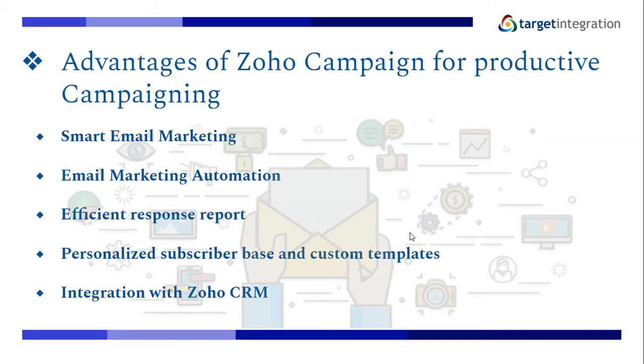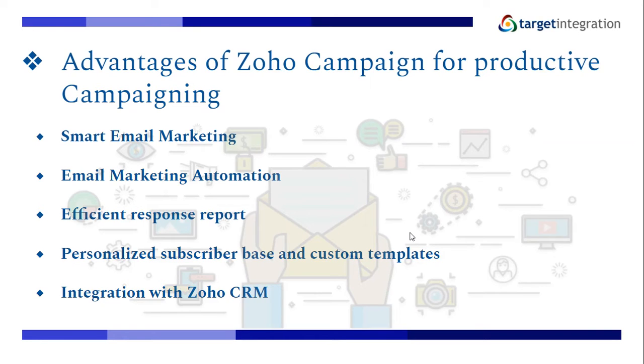The second one is the efficient response report. Based on the different types of campaigns that we run, the whole analytics and reporting aspect of the campaign that is being run, and what the response rate of that is, can be viewed on the efficient dashboard that is there on Zoho Campaign. Whenever we first open Zoho Campaign, I'll show you in the demonstration also.